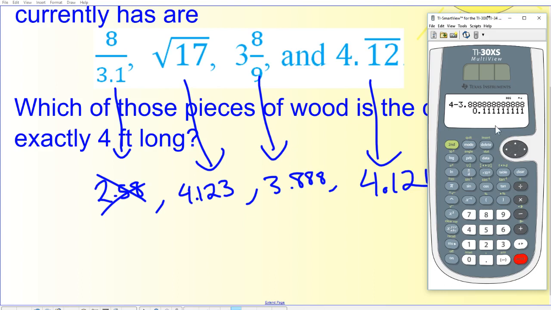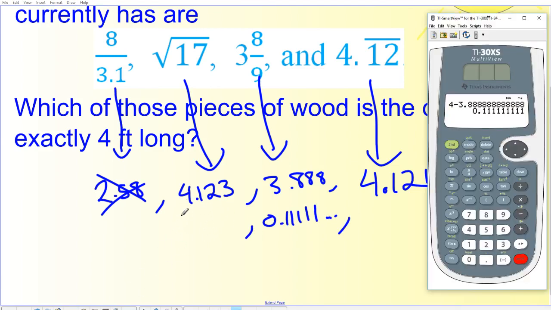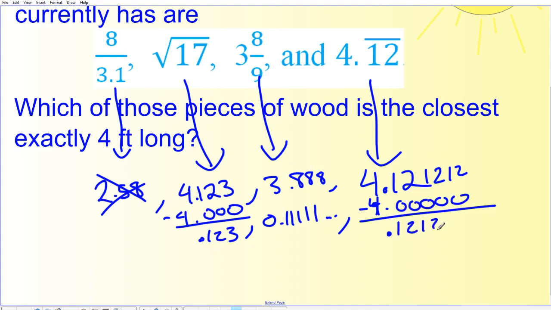Okay, that's how far away he is. This number is 0.111111 away. That is his difference. This one, I can tell you right now because I can take 4 and subtract this in my head. This will be zeros. This is going to be 0.123 away. And same thing here. If I have a bunch of zeros in here and I subtract, I'm going to be at 0.1212 away.